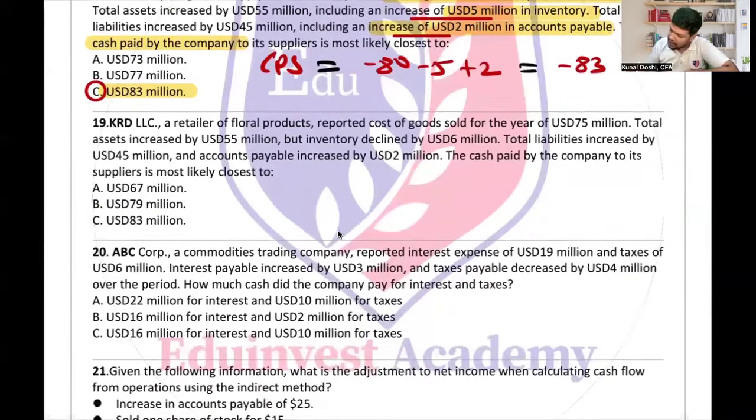Next, KRD, a retailer of floral products, reported cost of goods sold. See again, cash paid by company to its suppliers. What are the 3 things you need? Cash paid for suppliers. Again, you need cost of goods sold, right? How much is cost of goods sold? 75. So I'll write minus 75. 2 more things you need: accounts payable and inventory. So total asset increased by 55. I don't care about that. Correct?